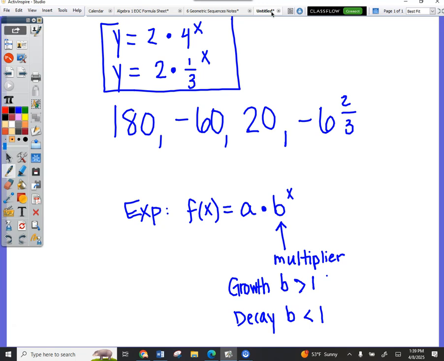So the sequence is getting smaller, which means it's decay, which means the multiplier needs to be, put it all together, y'all. Help me out. Less than 1. Now, figure it out. What is it? What do I multiply 180 by to get negative 60? You try to find it right now. What do I multiply 180 by to get negative 60?